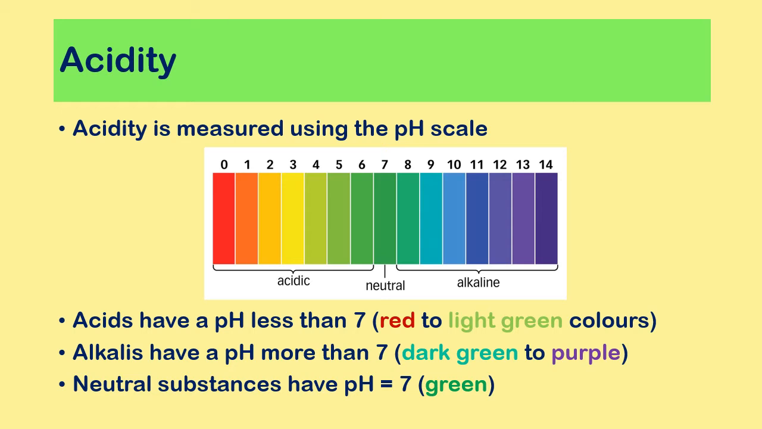You're expected to be able to remember that acids have a pH less than 7 and to know the colour changes that would represent an acid. The pH for alkalis being greater than 7 and the colour changes, and that neutral substances have a pH of 7. Now, what I would point out is that pH has to be exactly 7. So if it's 7.1, it's technically an alkali. If it's 6.9, that's an acid. Only 7.0 is a neutral substance.